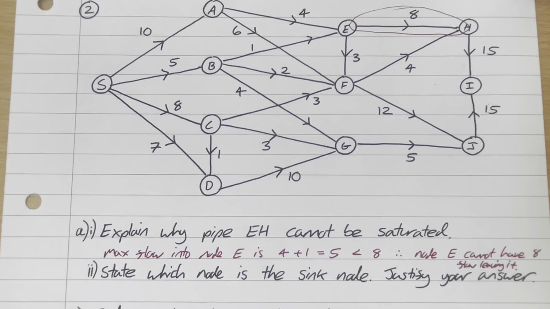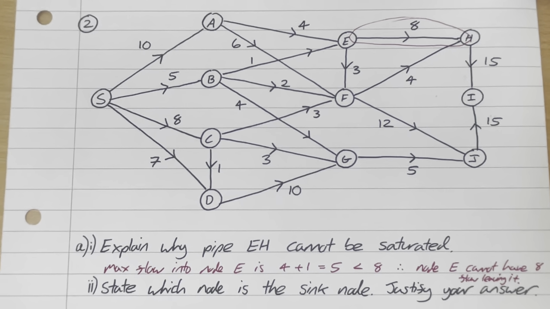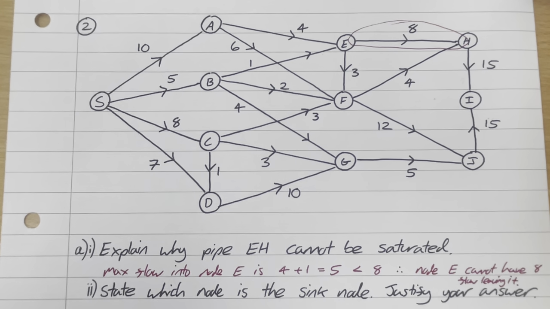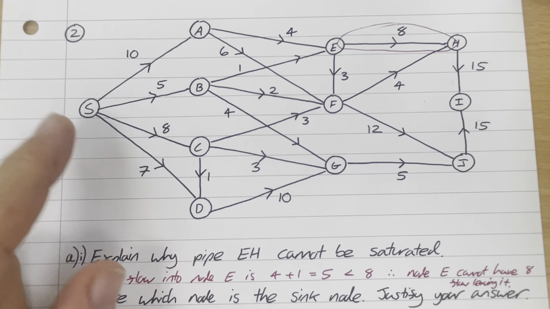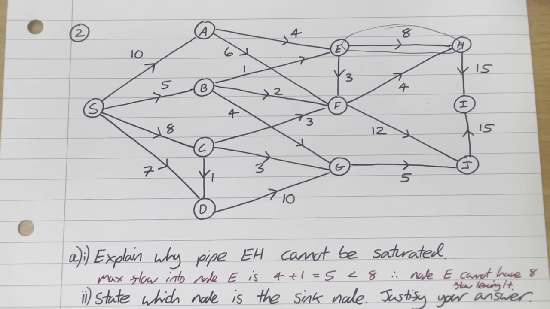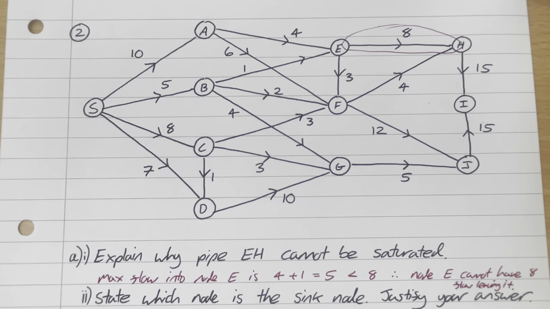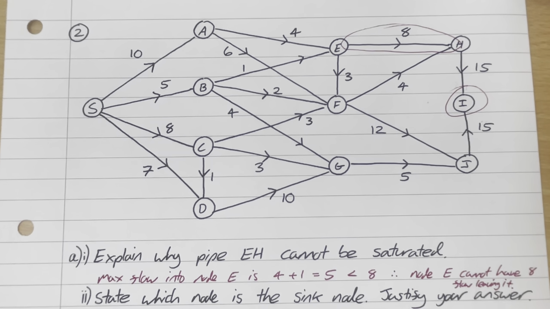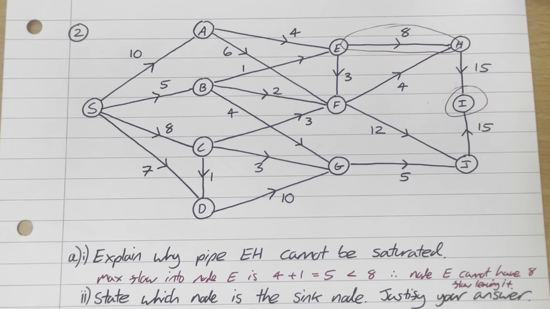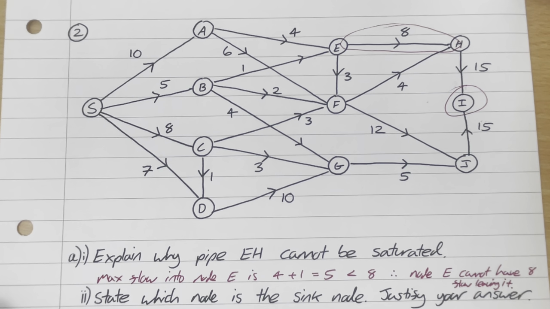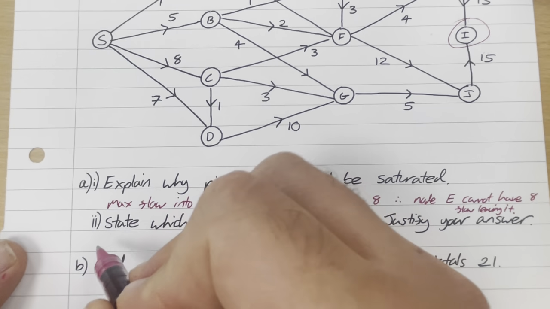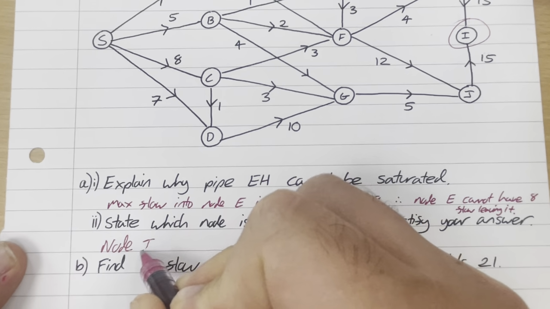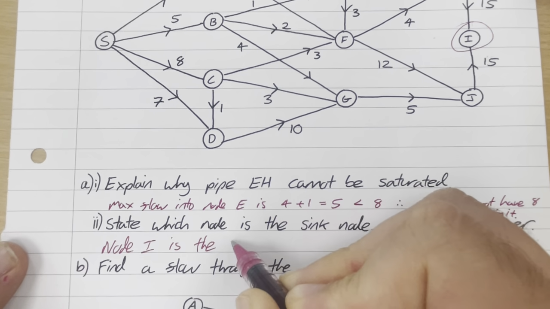Okay. Part two, state which node is the sink node. So again, looking at the network, we've got a source node that's clearly the node S, but there's no clear node which is the sink, because there's no T. However, if you look closely enough, there is only one node which only has arcs going into it, and that is node I. Okay, all the others have arcs coming in and going out, or the source just has arcs coming out. So therefore, node I is the sink node.